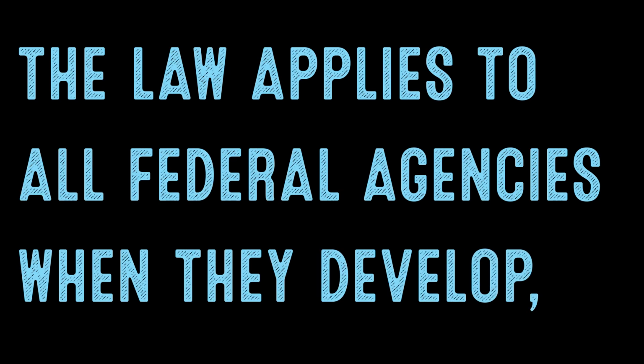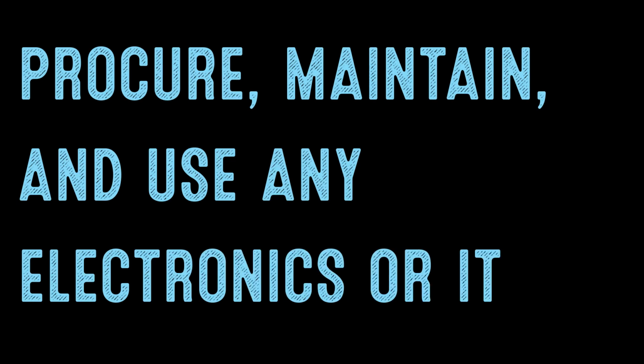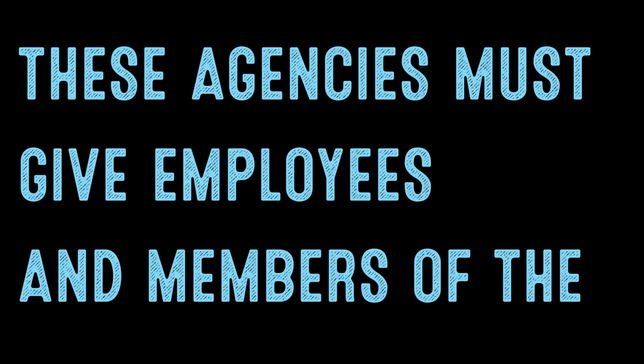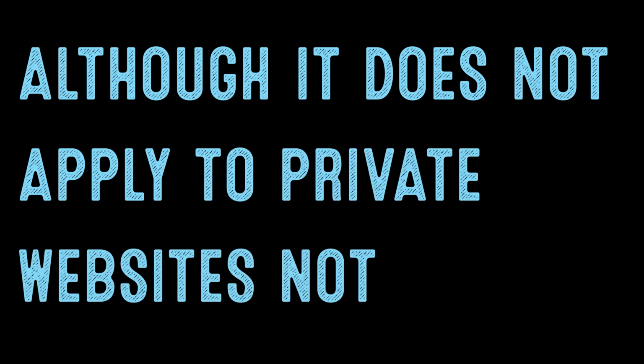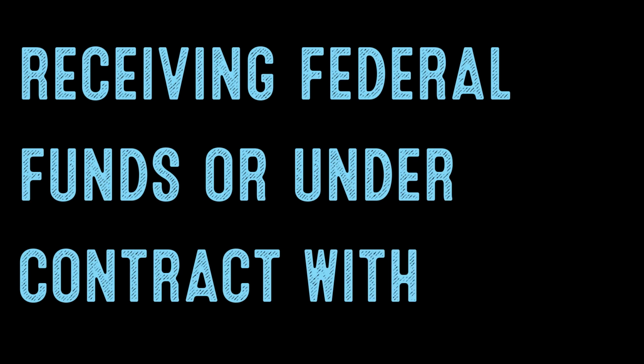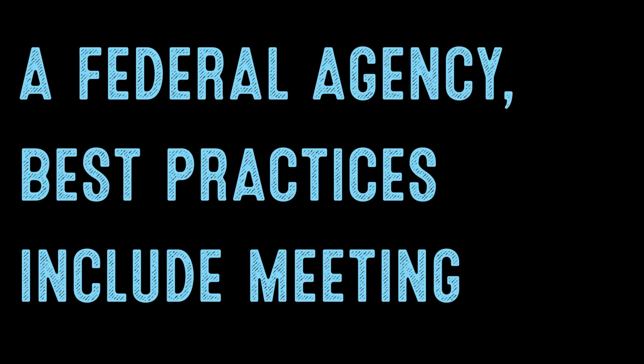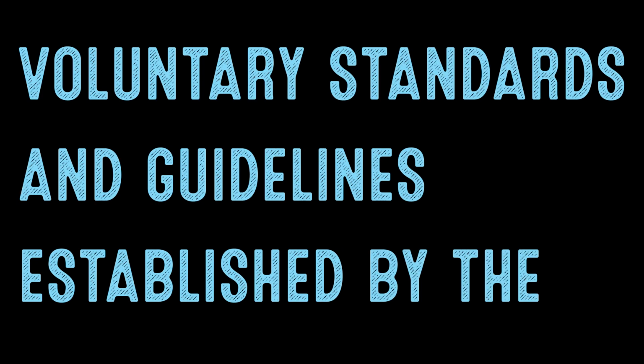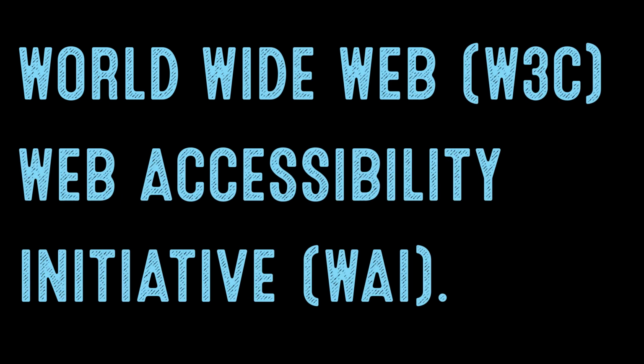The law applies to all federal agencies when they develop, procure, maintain, and use any electronics or IT. These agencies must give employees and members of the public with disabilities equal access comparable to what is given to others. This also applies to private companies whose websites are receiving federal funds or under contract with a federal agency. Although it does not apply to private websites not receiving federal funds or under contract with a federal agency, best practices include meeting voluntary standards and guidelines established by the World Wide Web Consortium, W3C Web Accessibility Initiative, WAI.